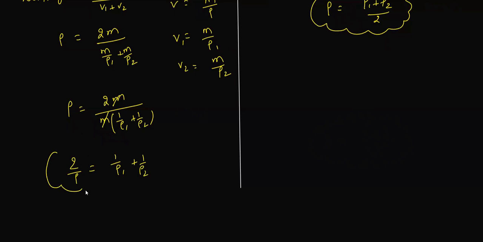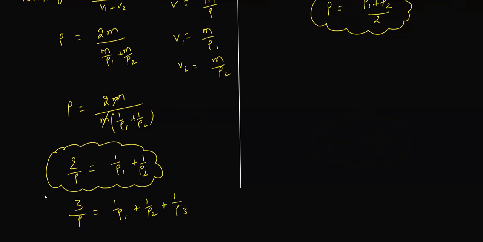This is for 2 liquids. If you want to write for 3 liquids, the same formula applies: 3 by rho equals 1 by rho 1 plus 1 by rho 2 plus 1 by rho 3. Only for 2 liquids, if you want the equivalent formula, taking the LCM, rho equals 2 rho 1 rho 2 divided by rho 1 plus rho 2. This is only for 2 liquids.